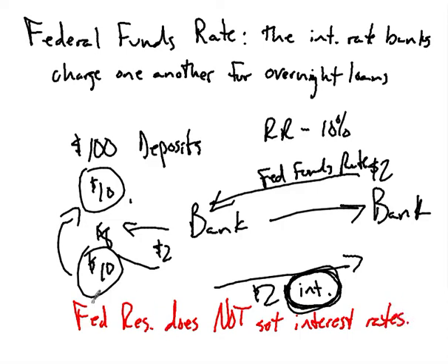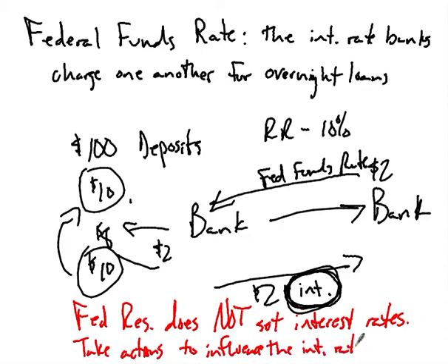What the Federal Reserve does is they take actions to influence the interest rates to where they want them. There is no policy where they say the interest rate today is this, but they can say, you know what, we're going to either buy or sell securities, and we can manipulate the interest rate to where we want it to be.